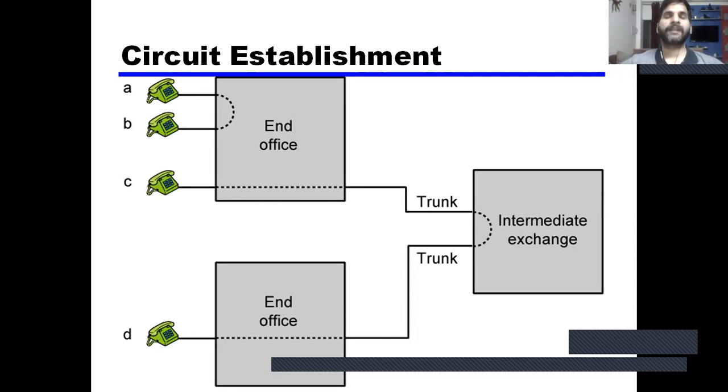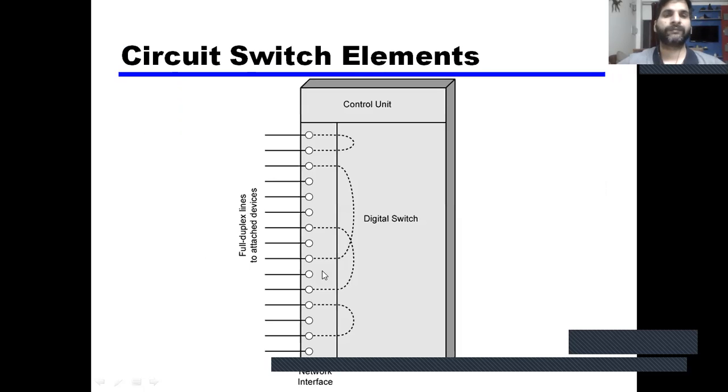Now circuit establishment is like this. Suppose telephones A, B, and C are connected with the help of an end office, and these trunks are connected to an intermediate exchange, and these intermediate exchanges are connected by trunk with the help of the end office of D, and each telephone is connected to the others.